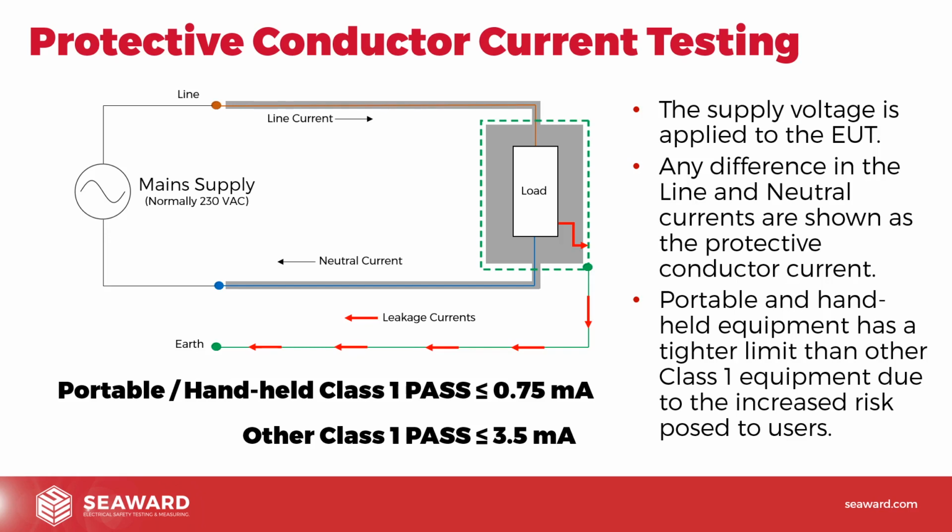Now, other Class 1 equipment, so now we're thinking about stationary or movable equipment, maybe computers and things like that, they're allowed to have a pass-fail limit of less than or equal to 3.5 milliamps. That's still a very safe level, but it is above the level where you would start to actually notice it. You would start to feel a tingle at that level. But it's still a very safe level, though you can see it's significantly higher than handheld or portable equipment.